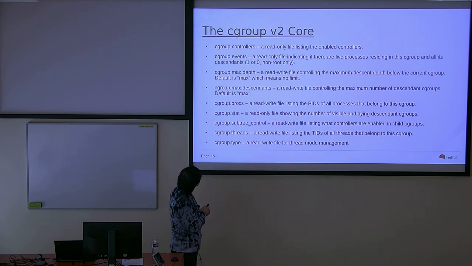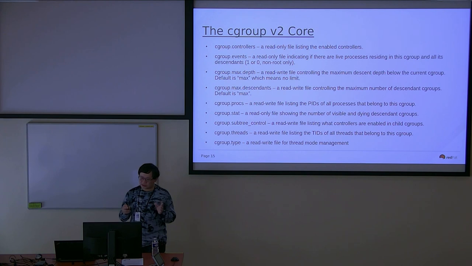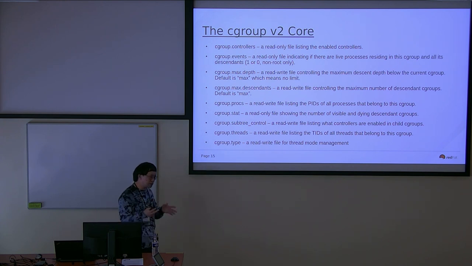And within the core, you have a cgroup.controllers file, which is a read-only file listing all the controllers that are being enabled in that particular cgroup. And then there's a cgroup.events file that is used by some management daemon to know that changes have been made in the cgroup so that they can act accordingly.